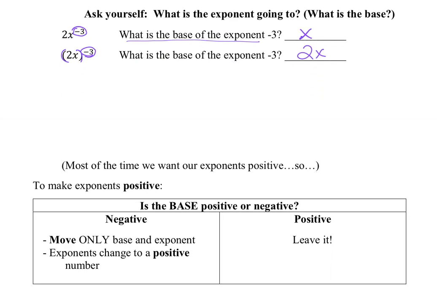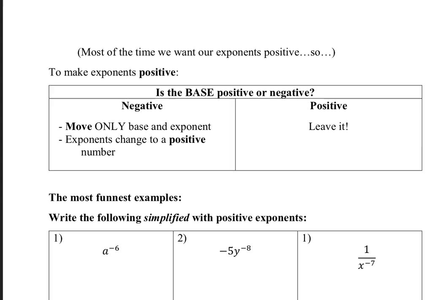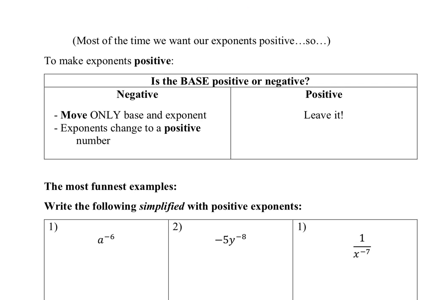So most of the time we do want our exponents to be positive. So when we do this, switching them around is going to be important. So if you have a negative exponent, move only the base and the exponent. Okay? If it's in the bottom, move it to the top, top move to the bottom. Okay? Exponents then change to a positive number. So once you move them, they become positive.